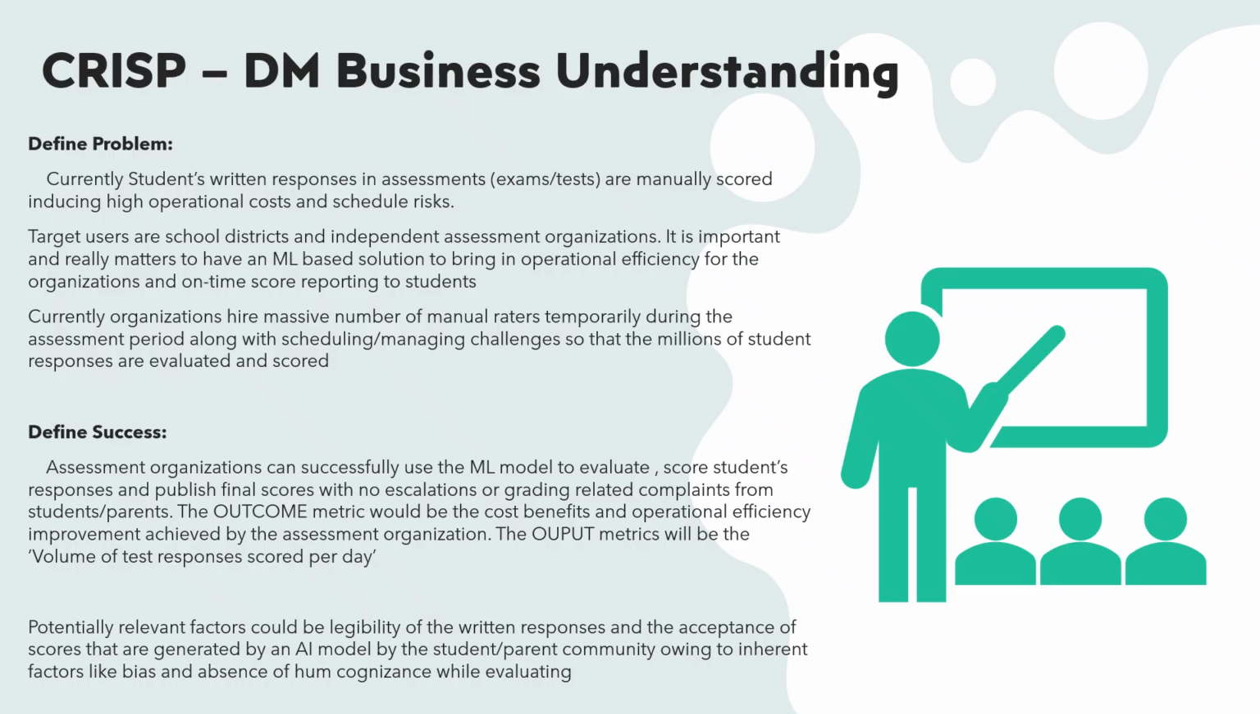A potential outcome metric would be the cost benefits and the operational efficiency improvements achieved by the assessment organization. The output metric can be the volume of test responses that are scored per day accurately. Potential relevant factors could be the eligibility of the written responses and the acceptance of the scores that are generated by the AI model by the student parent community. Obviously, owing to the inherent factors like bias and absence of human cognizance while evaluating the scores.